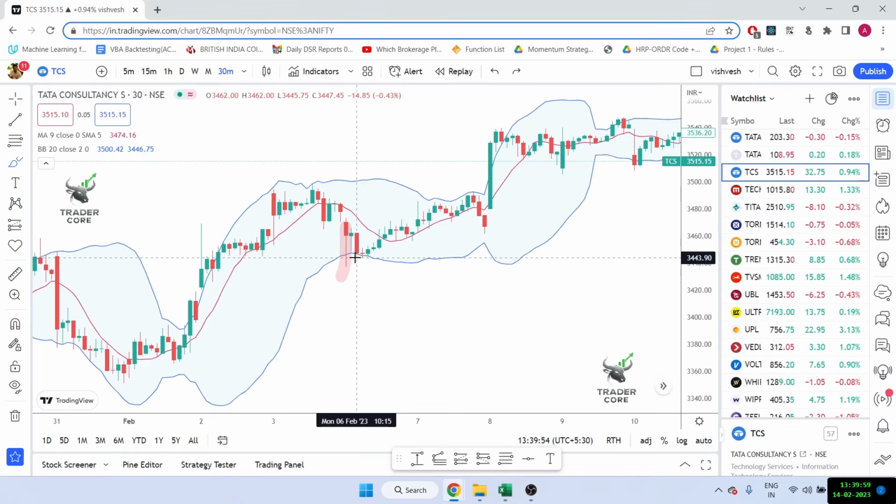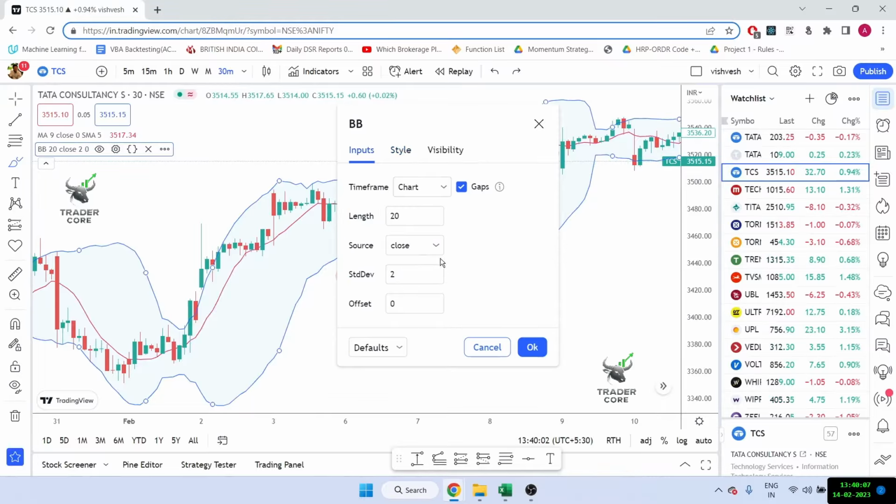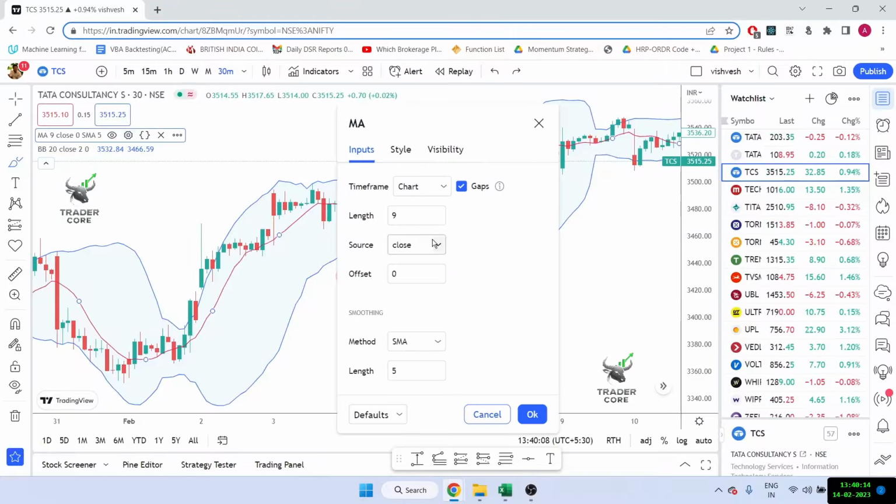Because as per Bollinger Band, I've used a normal 2 standard deviation Bollinger Band. Let me show you the settings as well. These are the settings for Bollinger Bands, the normal settings of 20 length and 2 standard deviation. And let me show you the settings of the moving average as well. This is the normal SMA. You can use SMA or EMA, up to you. And this is a 9 moving average SMA.